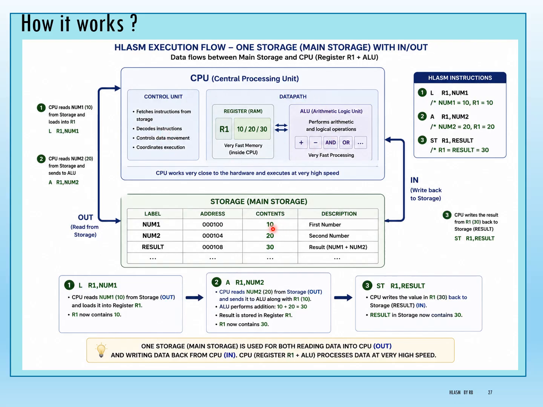You have a storage here where the values are at addresses 100, 104 and 108. Maybe their contents are 10, 20 and 30, and you do this: R1 num1, R1 num2 and R1 result. This is what is actually getting executed. I will hold on for 10 seconds. You spend some time to understand it, because we are going to move to the next topic after this.